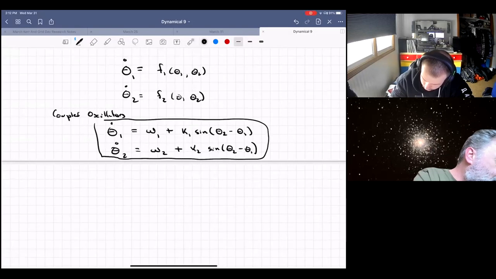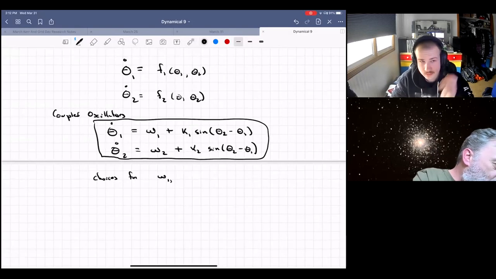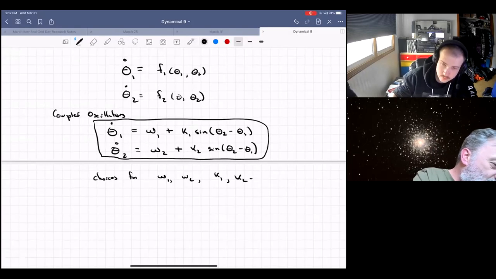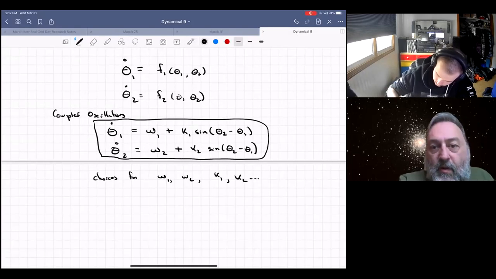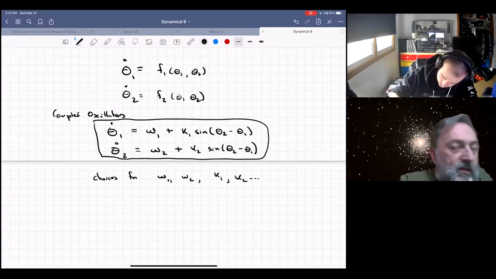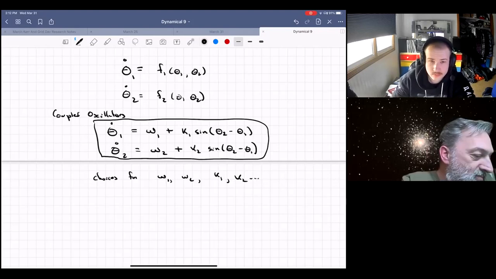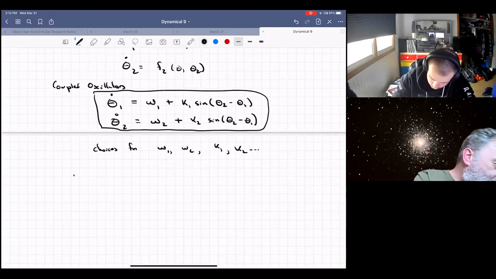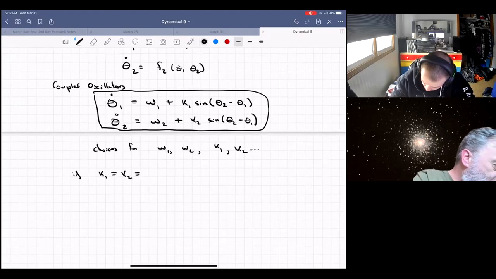And you have a couple of different parameter choices. So you have choices for omega 1 and omega 2, and for K1 and K2. These are all free choices that you get to play with, and you can explore a lot of the parameter space for that. Now, if you do K1 and K2 both being 0, then this is the simplest delinked case.